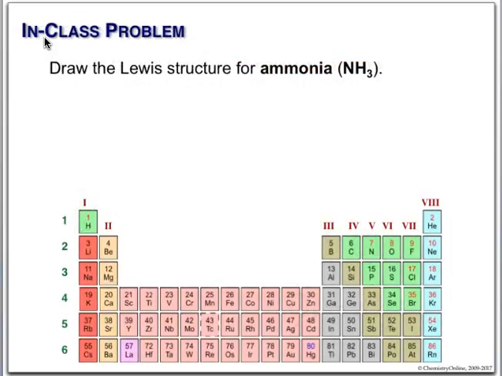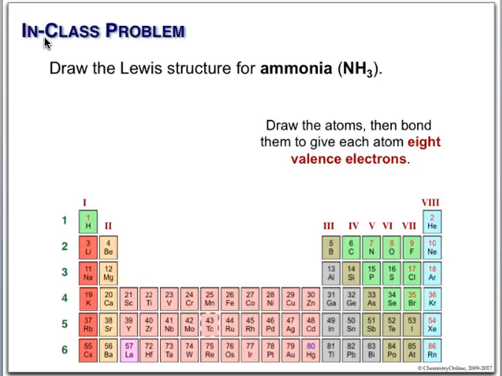So let's look at a real example here. If I ask you to draw the Lewis structure of ammonia, what would you do? When you look at the periodic table, you'd see that nitrogen is there. My eyes are so bad I can't see it. There it is. It's in group 5. Has 5 valence electrons. Hydrogen is in group 1. It has 1 valence electron. We have 1 nitrogen, 3 hydrogens.